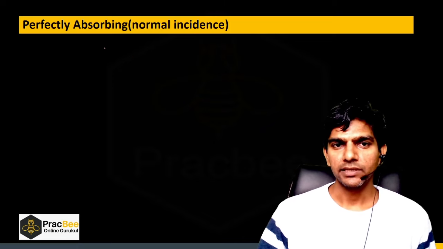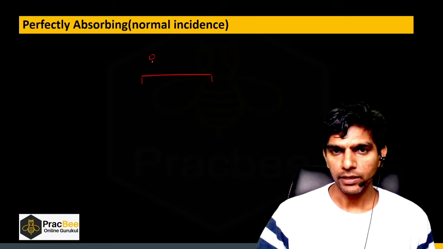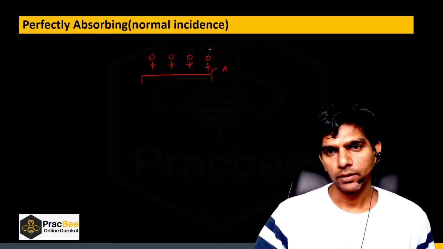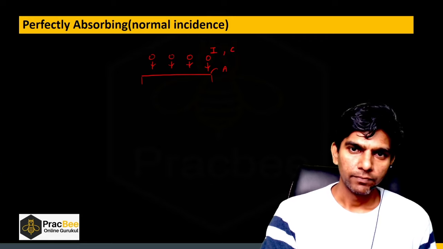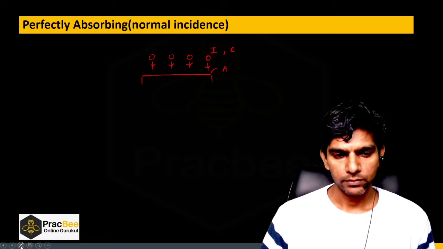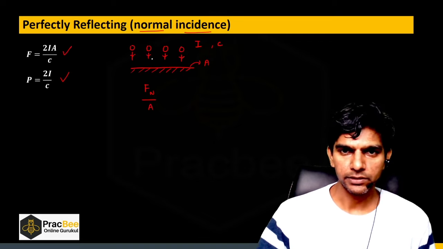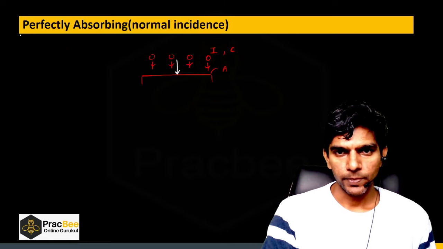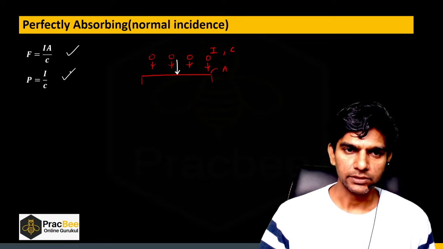Now let us see the case of a perfectly absorbing surface. Let us say this surface is perfectly absorbing, and again photons are being incident normally. So we are considering normal incidence, the area is A, intensity is I, and C is the speed of light in vacuum. The force exerted by these photons on this area will be in the downward direction. Similarly, in the perfectly reflecting surface, the force is again in the downward direction. In this case, the force will be given by IA by C. And if you want to find the radiation pressure, it will be I by C, by dividing force with the area.